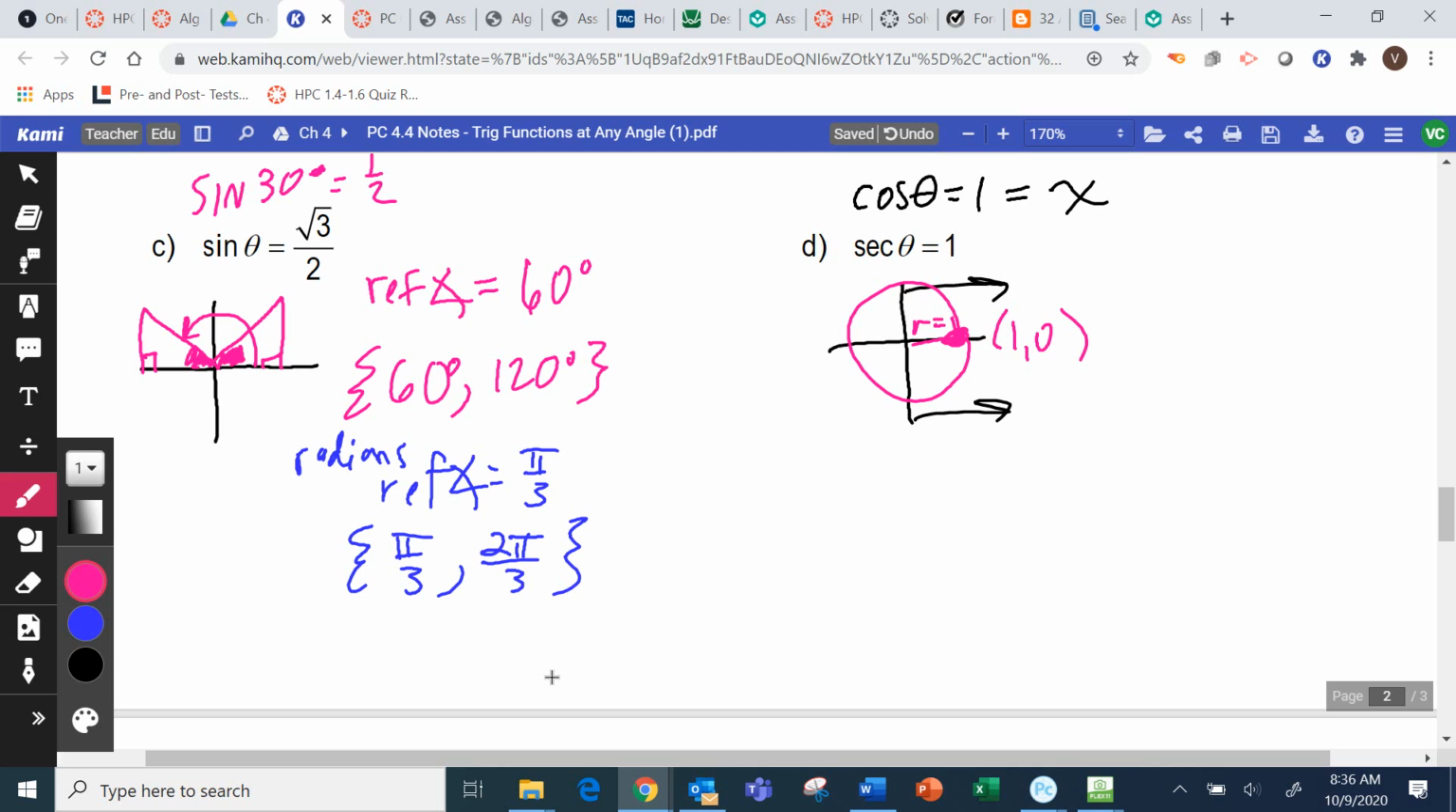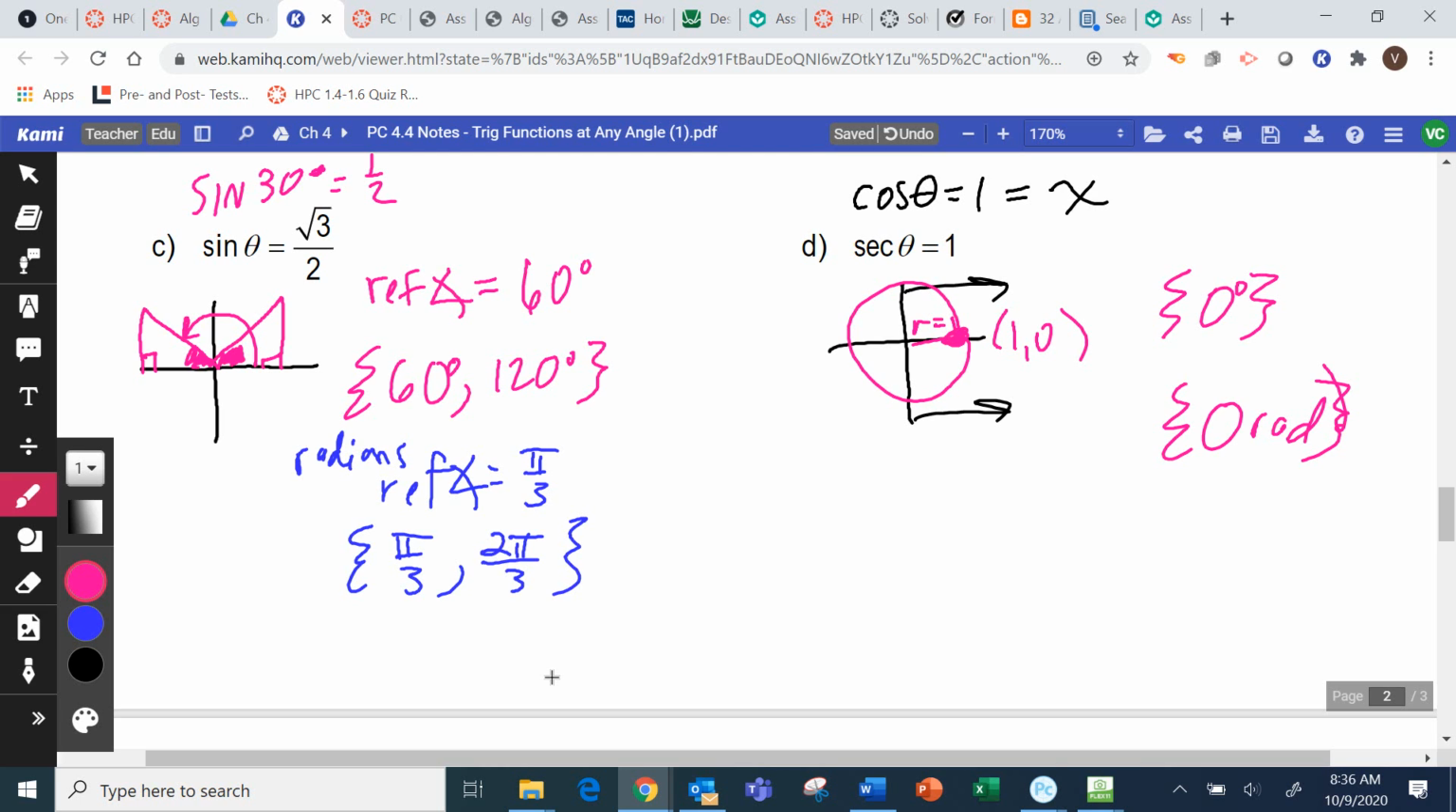So this is at 0 degrees or 0 radians. What would my reference angle be, though? Katie, do you know? There wouldn't be a reference angle, exactly. There is not a reference angle if it's 0 degrees or if it's 90 degrees. There is no reference angle.